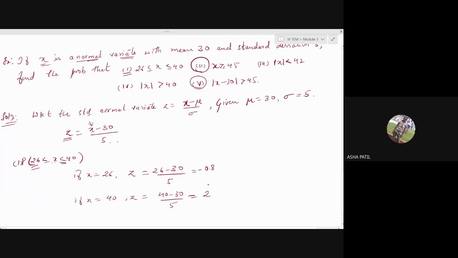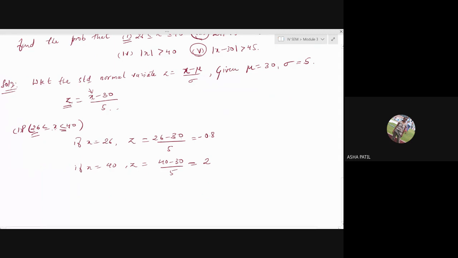Now what we write is the probability that X lies between 26 and 40 is nothing but the probability that Z lies between minus 0.8 and 2. Instead of X we have changed the value to Z: when X takes the value 26, Z takes the value minus 0.8, and as X is 40, Z becomes 2.